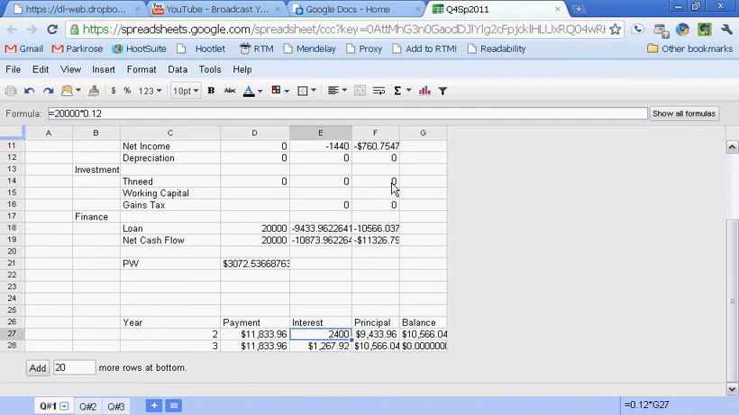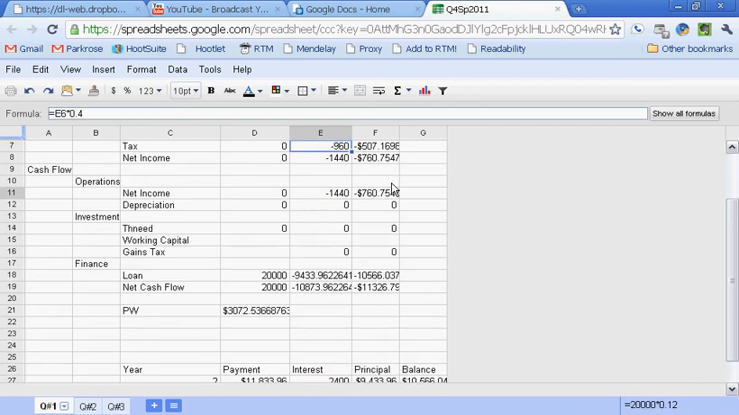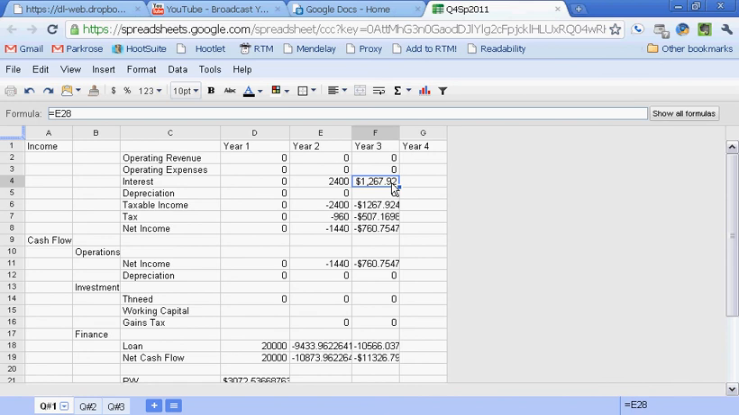The second year, year 3, $1,267. So it's exactly those two numbers again. And what you do then is turn those into your nice negative numbers. And so what you're doing is saying operating revenue, which is no additional operating revenue, subtracting all these expenses. We have no depreciation, none of that stuff.